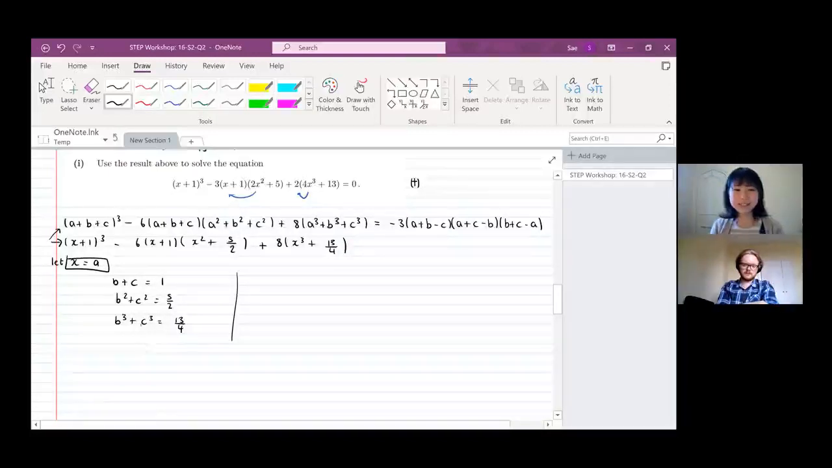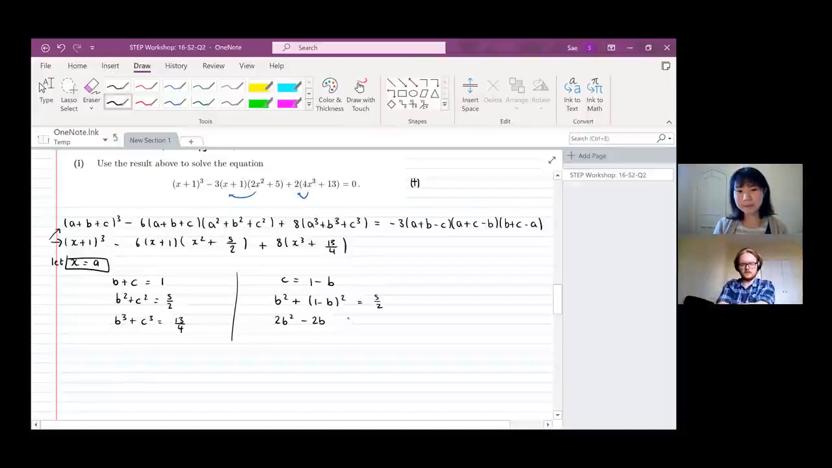It looks like some cubics here, but actually we don't need this part. We're going to use the fact that c equals 1 minus b, substitute it in, and you get b squared plus (1 minus b) squared is equal to 5 over 2. And what is this? This is 2b squared minus 2b plus 1 is equal to 5 over 2. So that's 4b squared minus 4b plus 2 is equal to 5. So 4b squared minus 4b minus 3 equals 0.